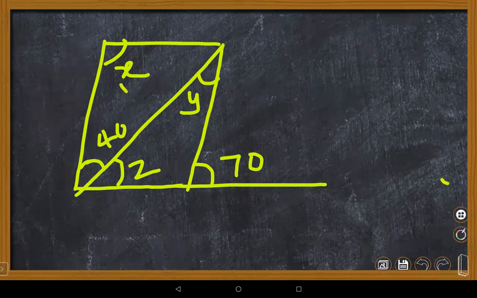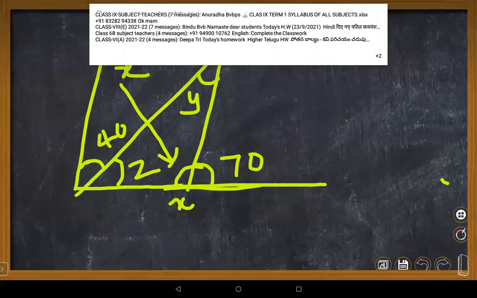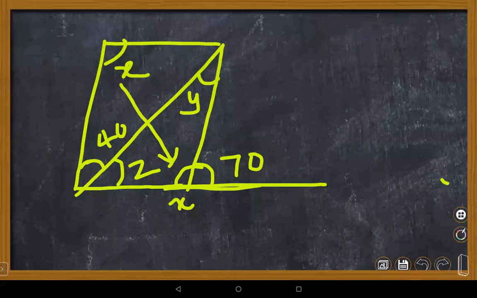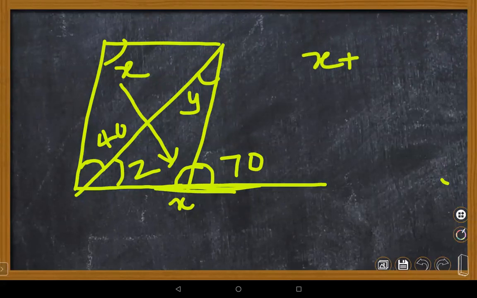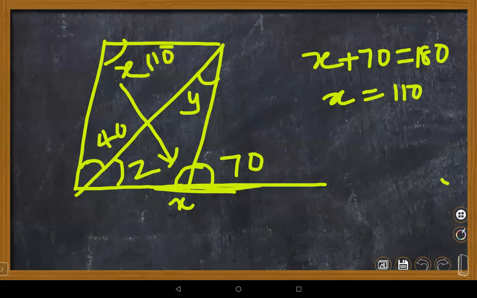So, Harshita, is x and this angle opposite? Both are the same. Yes or no? Yes, ma'am. So, can I take x plus 70 as linear pair? Yes, ma'am. X plus 70 is 180. X equal to how much? X is equal to 180 minus 70, so 110. Very good. X value 110 you got.